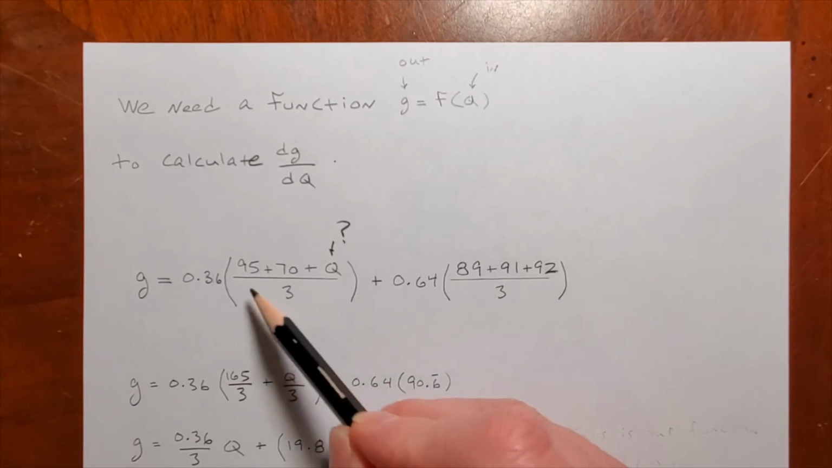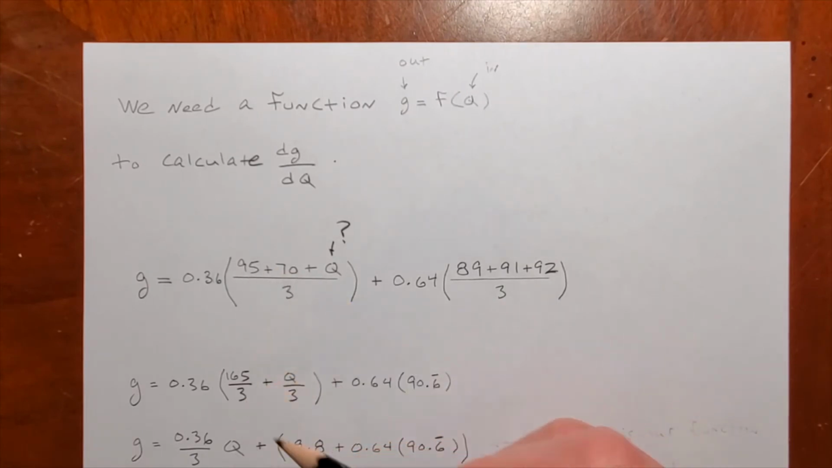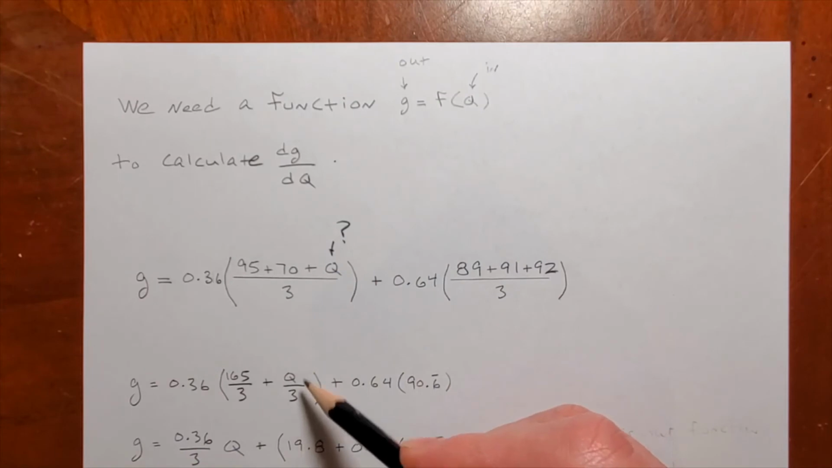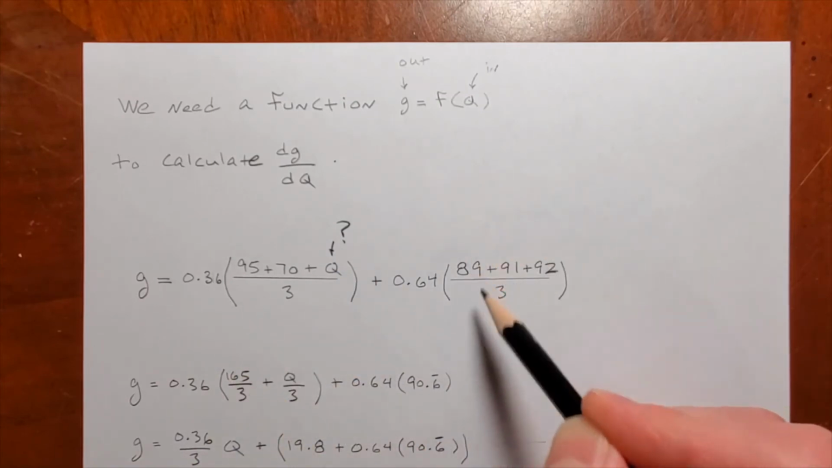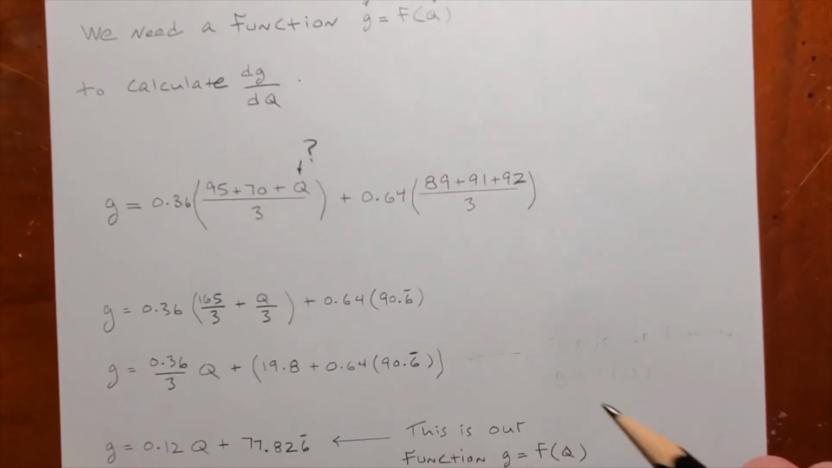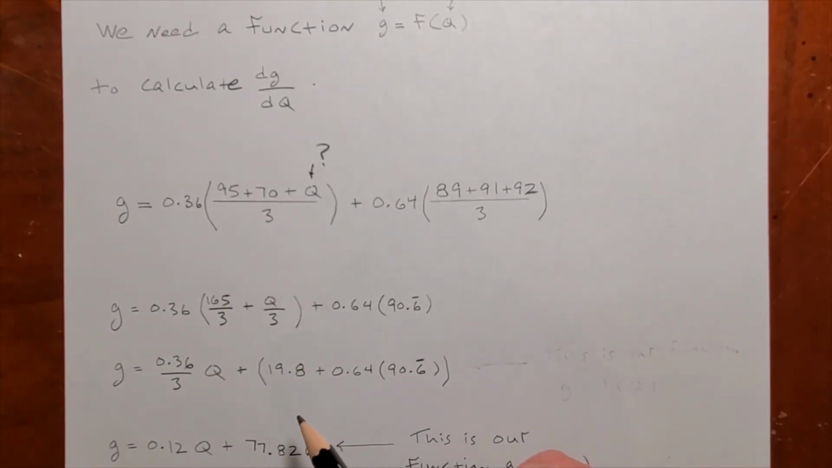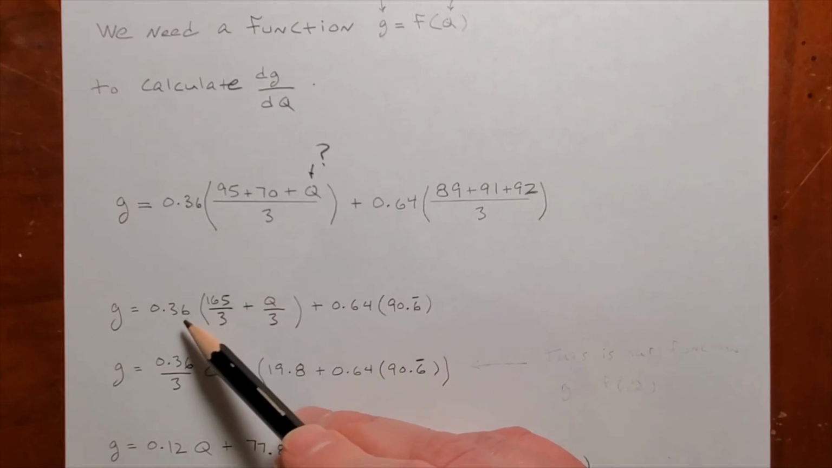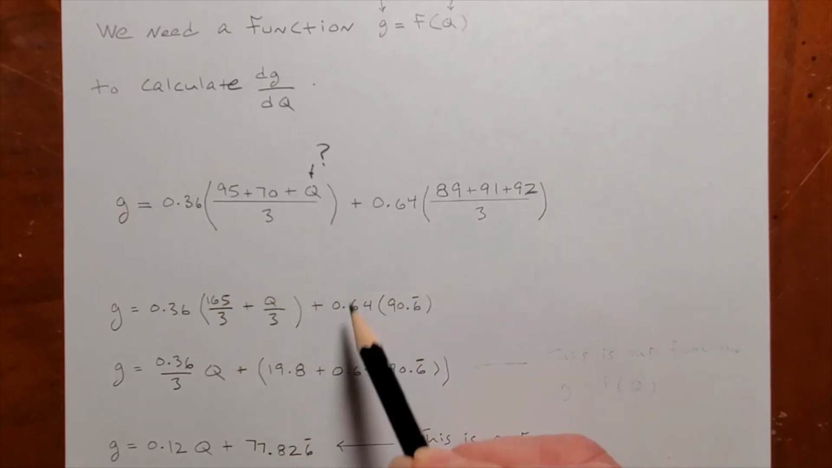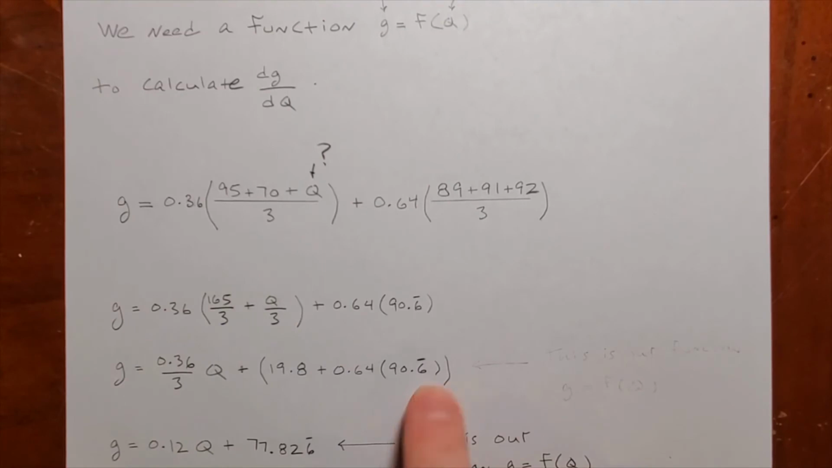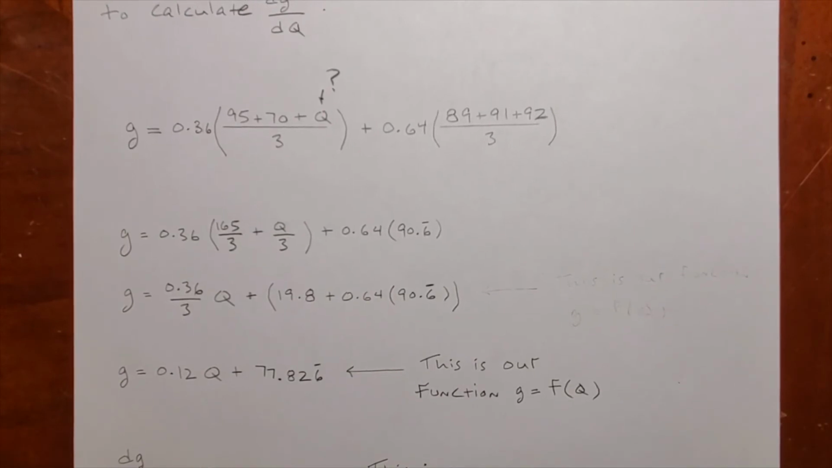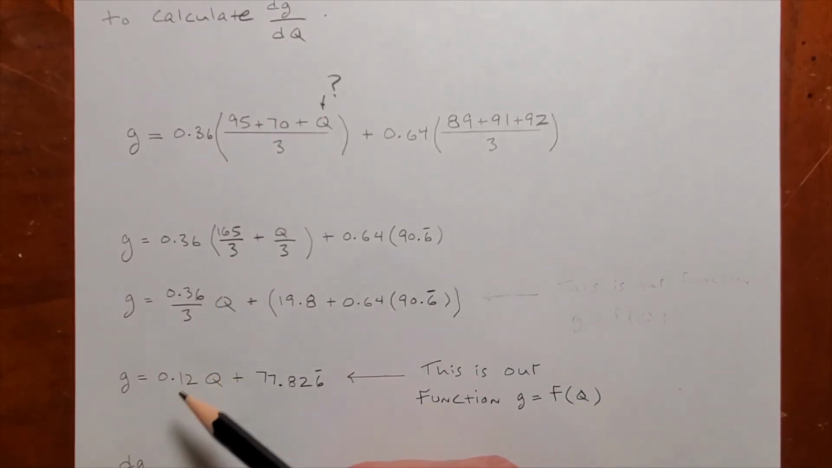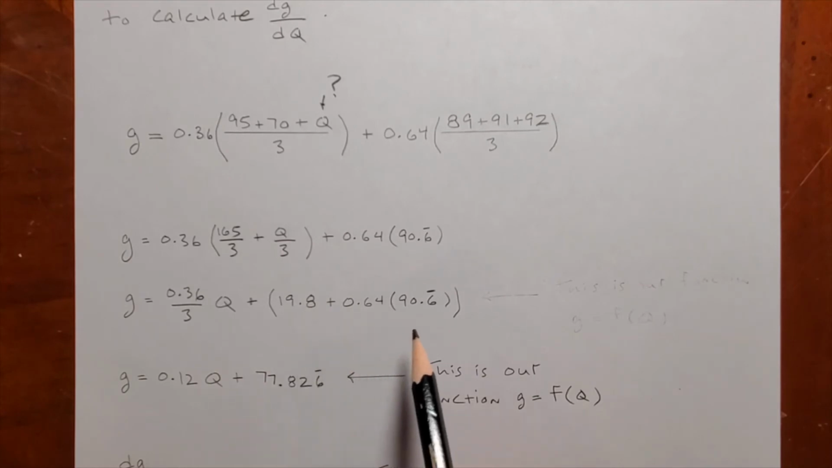I'll do a little simplifying. I'll take 95 and 70 and I'll divide by 3 and I'll get this number. I'll take Q and I'll divide by 3 and I'll get that one. This turned out to be 90.6 bar. All right. And I'll say divide that out, multiply by 0.36 and move it over with this stuff. That's what happens here. And I get 0.36 times Q over 3. That's this part. All right. And then 0.36 over 3 is 0.12. And if you calculate all that, you'll get 77.826 bar.